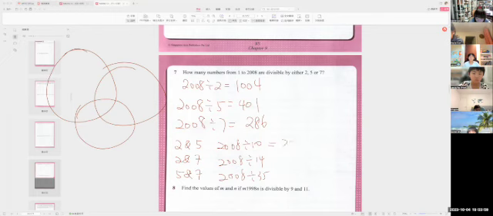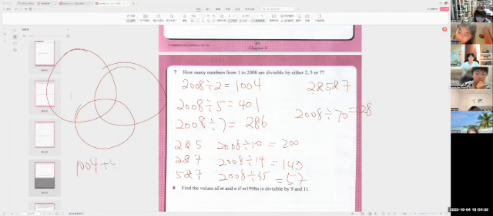Correct? So this one's 2,200, and this one's 143, and this one is 57. Okay, and I want you to calculate what kind of number can be both divisible by 2, 5 and 7. So basically, what is 2008 divided by 70? Correct? So it equals 28.